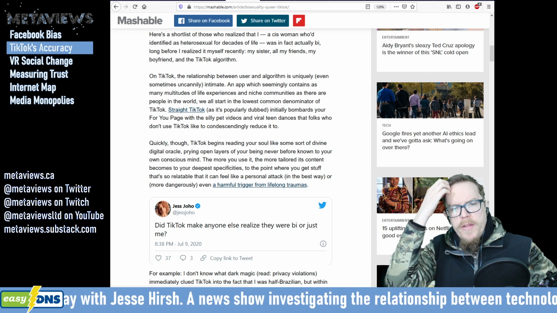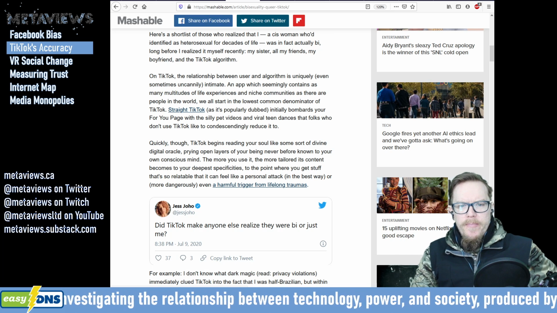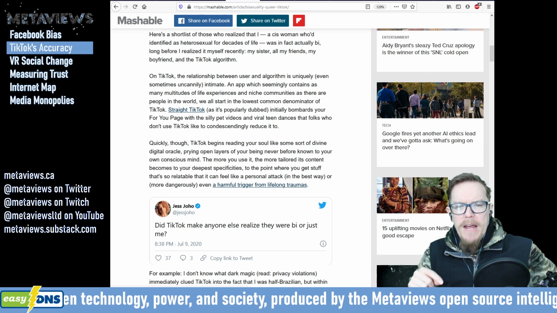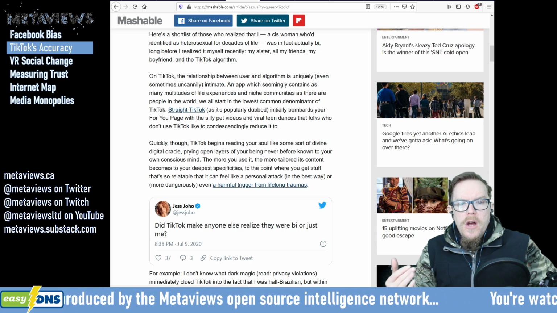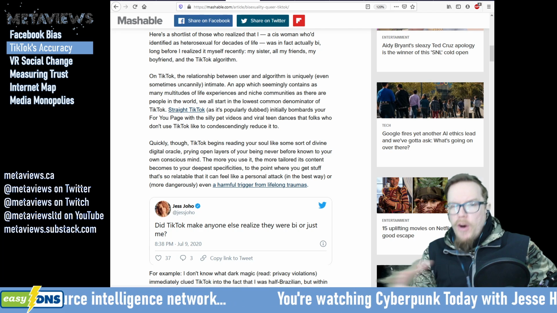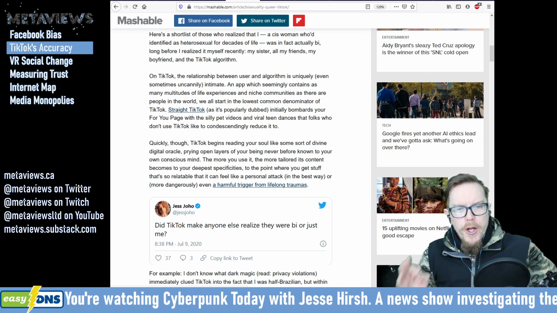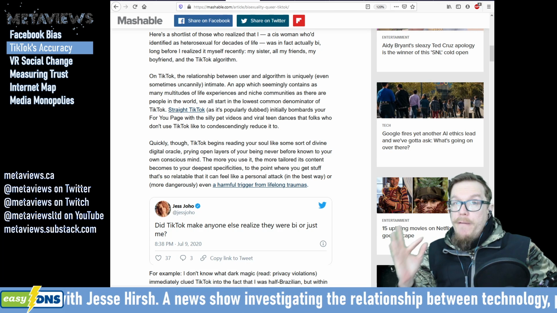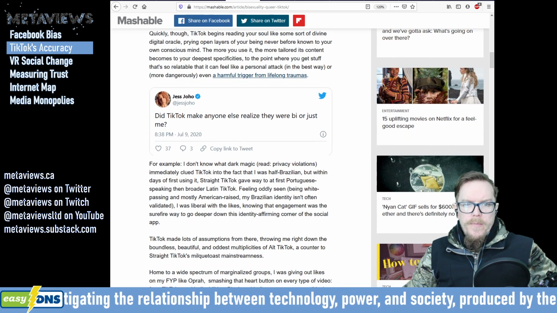On TikTok, the relationship between user and algorithm is uniquely intimate. An app which seemingly contains as many multitudes of life experience and niche communities as there are people in the world, we all start in the lowest common denominator of TikTok. Straight TikTok, as it's popularly dubbed, initially bombards your For You page with the silly pet videos and viral teen dances that folks who don't use TikTok like to condescendingly reduce it to.